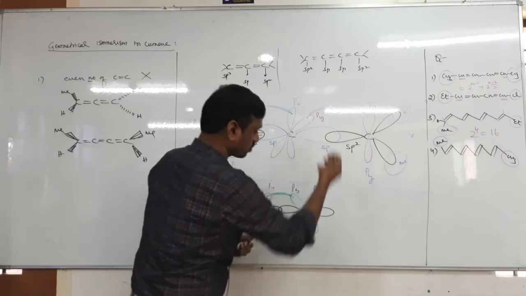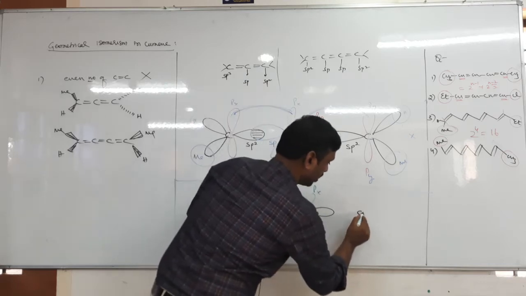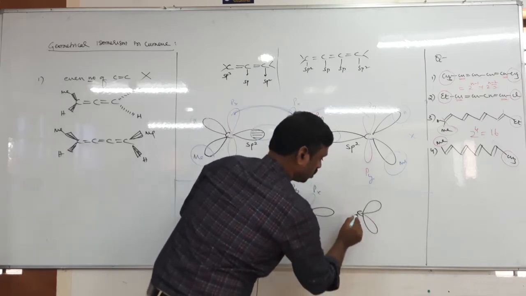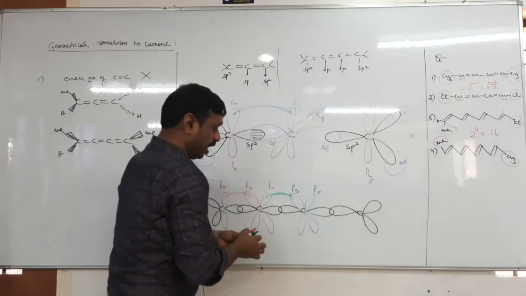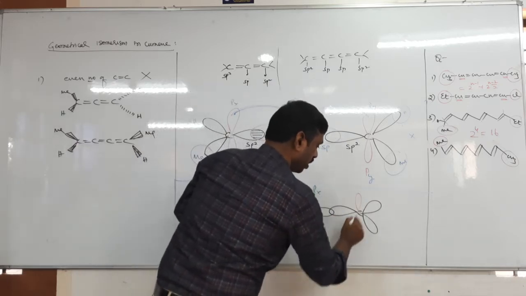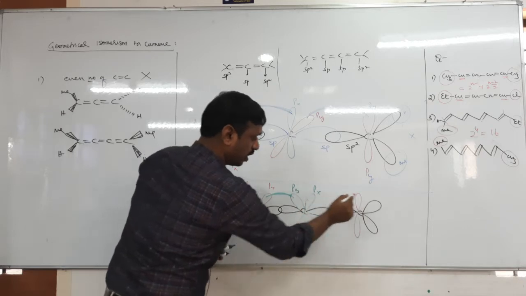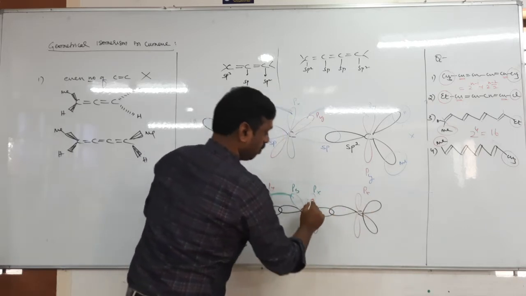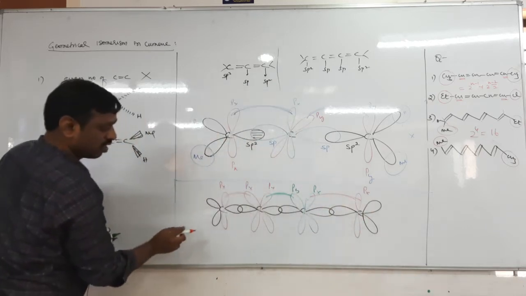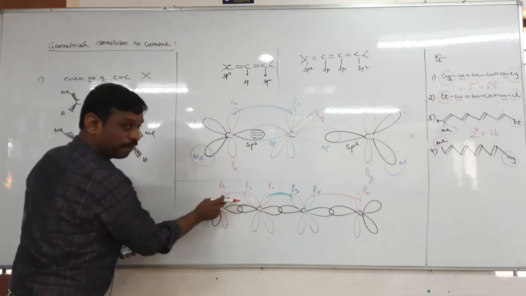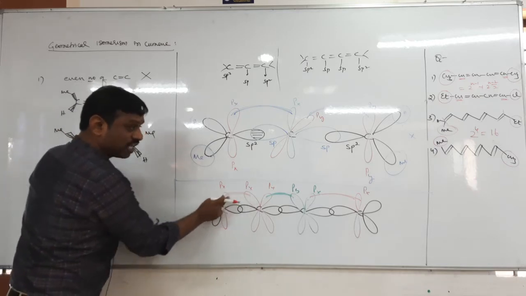Next is what? sp2. How many sp2? 3 sp2. Okay, how many unhybridized p orbitals? 1. Okay, it is a px. No, it should be px only. Now tell me here: this bond is formed by px. Now this bond is formed by px.